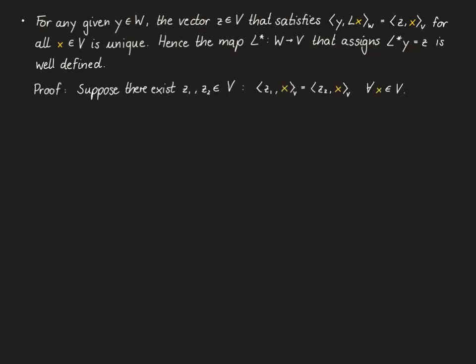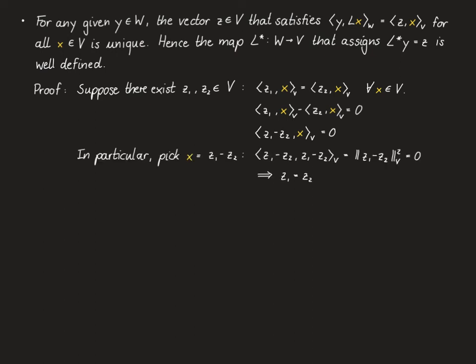well defined. For the proof, suppose there exist two vectors z1 and z2 in V such that the inner product of z1 with x equals the inner product of z2 with x for all x in V. Now we can bring this term to the left-hand side and then use conjugate linearity in the first argument to obtain that the inner product of z1 minus z2 with x must be 0 for all x in V. In particular, we may pick x equal to z1 minus z2, and then we get the inner product of the vector z1 minus z2 with itself, which of course equals the induced norm of this vector squared, and this has to be equal to 0, so therefore this vector has to be equal to 0, or in other words, z1 must be equal to z2.